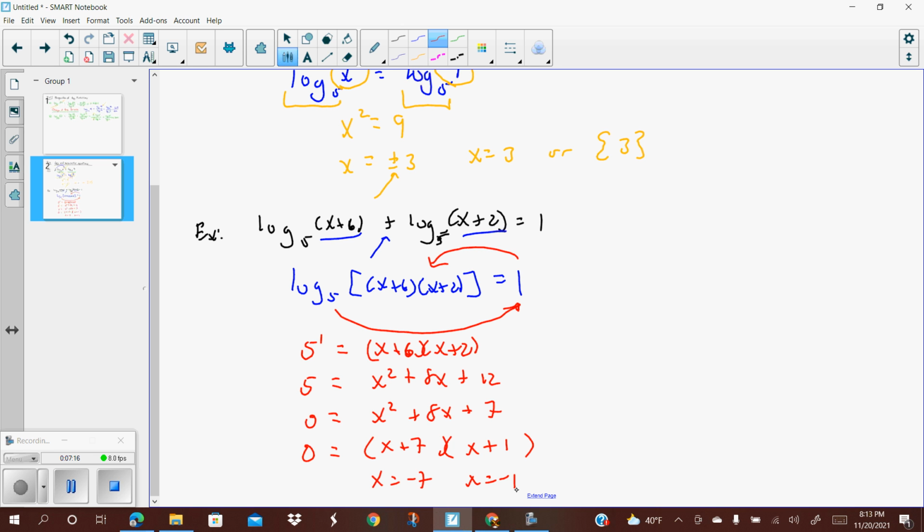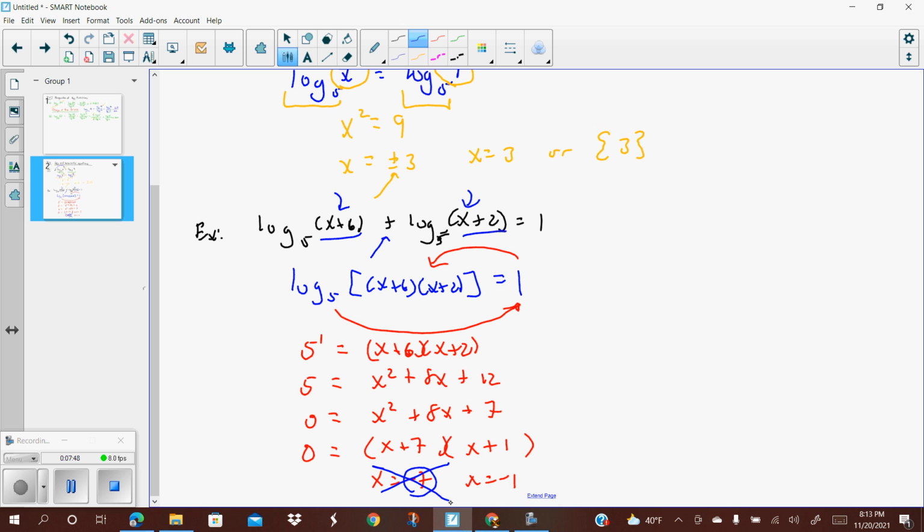Once again, you have to go back and double check your answers. If we were to take negative 7, because that was my first one, and plug it into the original x's, it doesn't matter which one I plug it into. Negative 7 plus 6 is negative 1. I can't do that log. I can kind of finish it right there. I'm like, okay, that's done. If I had plugged it into the right side one, do negative 7 plus 2, that's negative 5. I can't take the log of negative 5. This is out. It's extraneous.